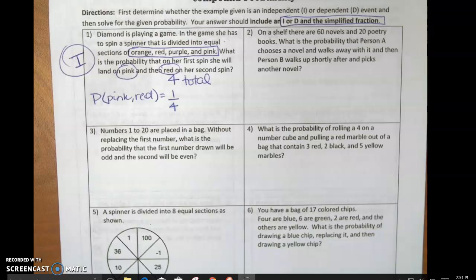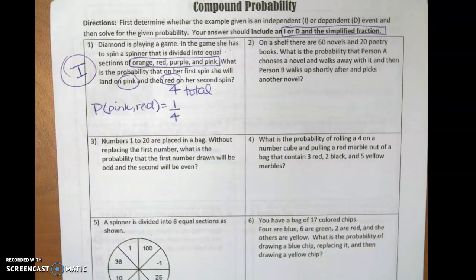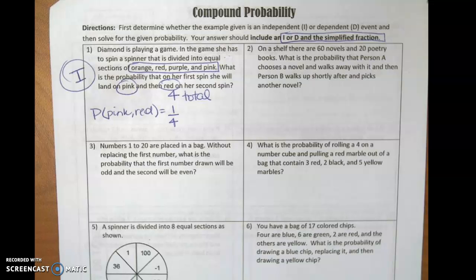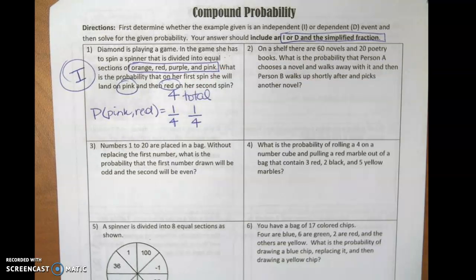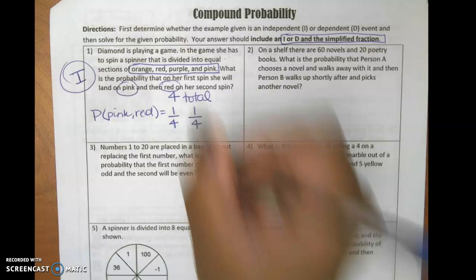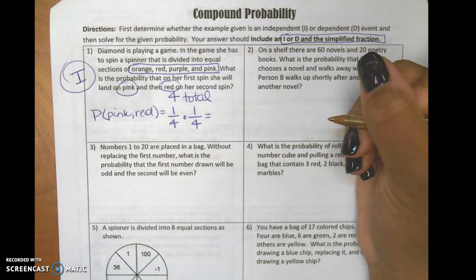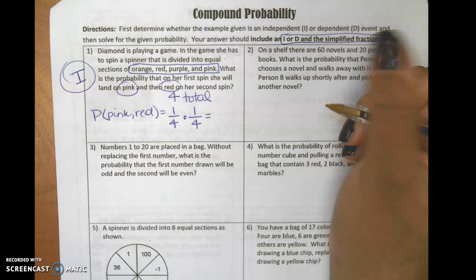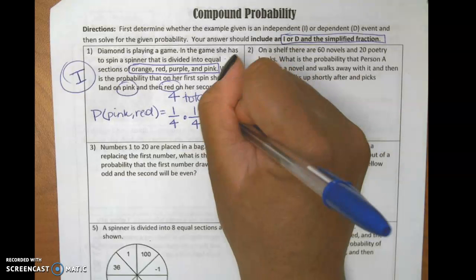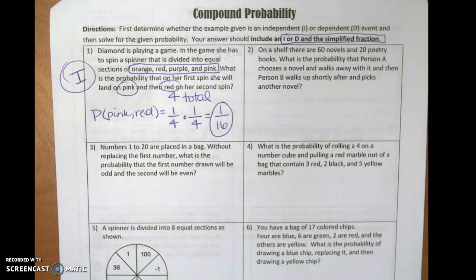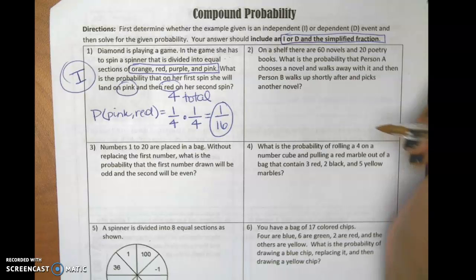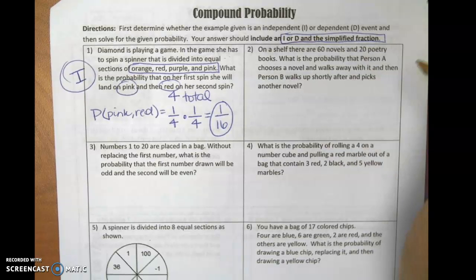How many pieces are red? 1. I'm not taking a piece away. I've got 4. Then 1/4. Keep it 1/4. And what do I do to the 2 fractions? Multiply. What's 1/4 times 1/4? You're not adding, guys. 1/16.